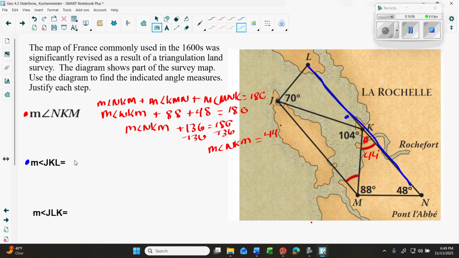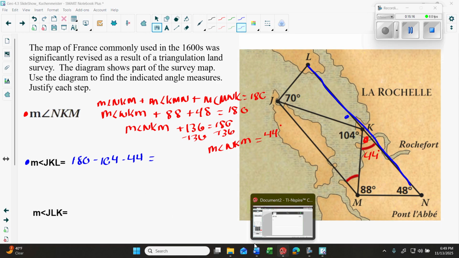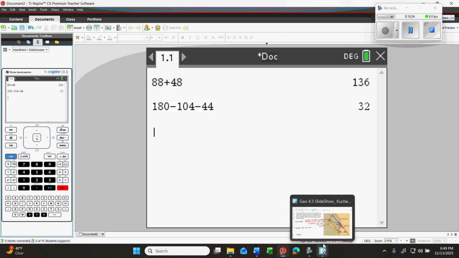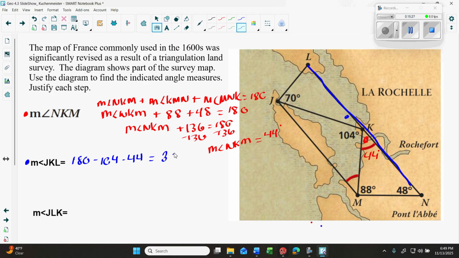So another way I can do this is to say it's going to be equal to 180 minus 104 minus 44. And that is going to equal 32. All right, this guy is 32. This is just the definition of a straight angle. The first one here was the triangle sum theorem.